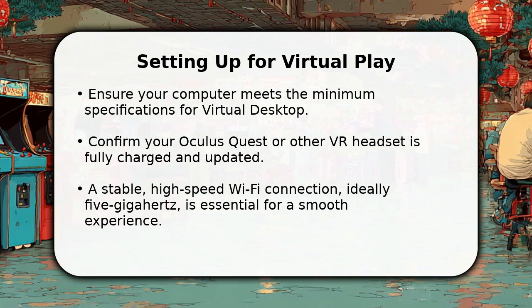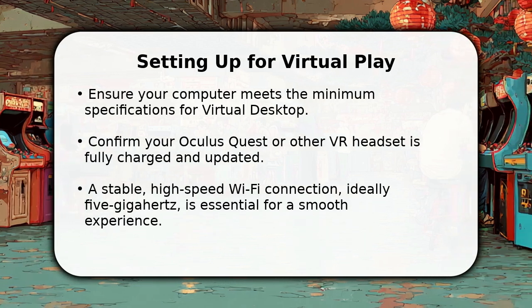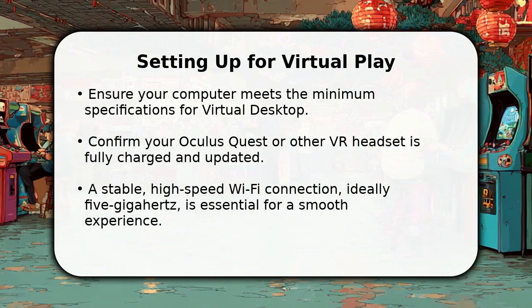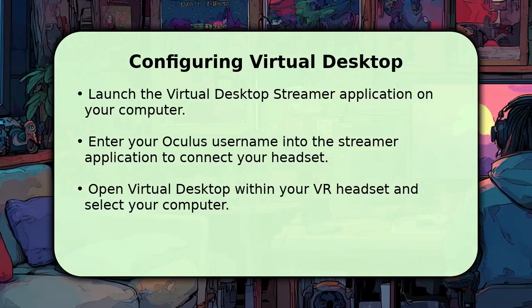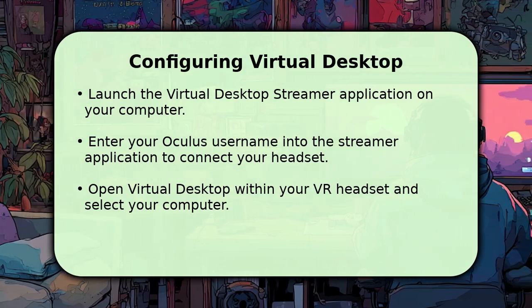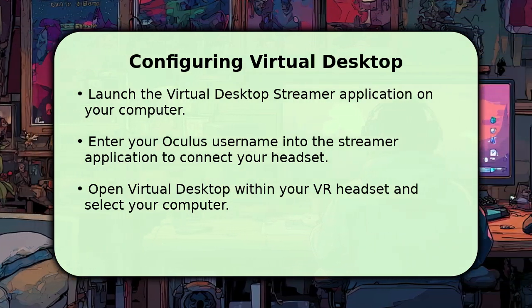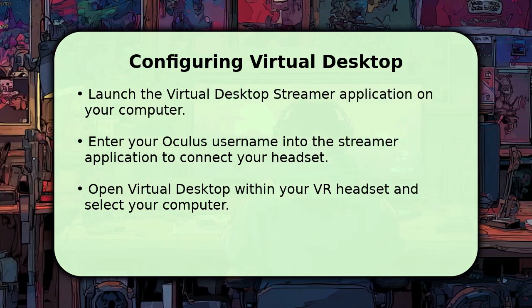Finally, download and install the Virtual Desktop Streamer application on your personal computer before proceeding to the next steps. Next, let's configure Virtual Desktop for connection. Launch the Virtual Desktop Streamer application on your computer first. You will need to enter your Oculus username into the Streamer application to correctly connect your VR headset.